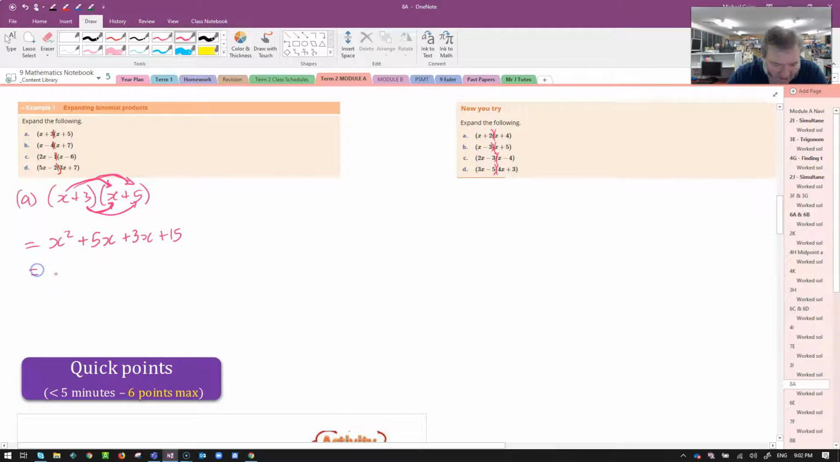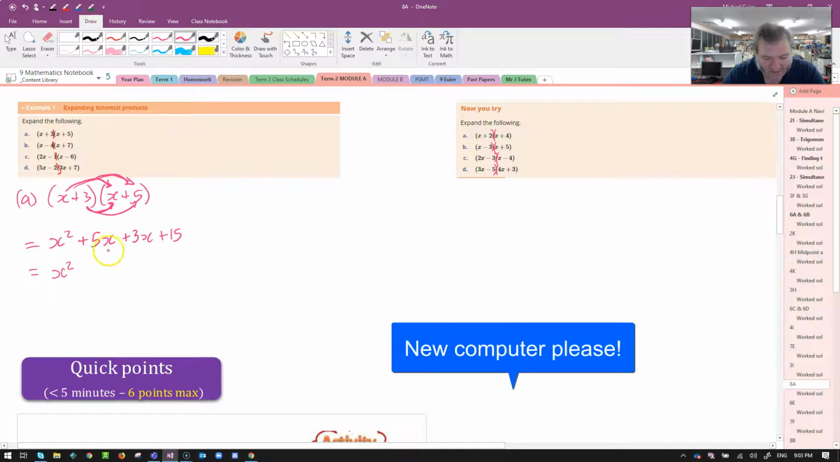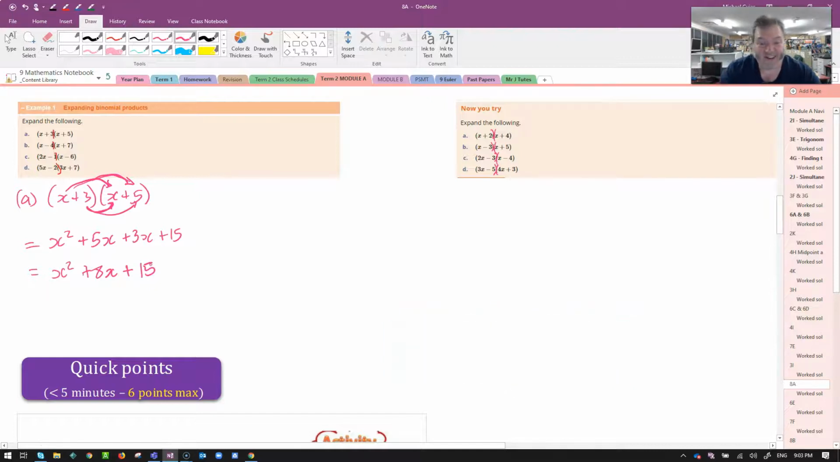To tidy it up, collect your like terms. Like terms have exactly the same pronumeral form, so the x squared doesn't have any other x squareds to go with, so that x squared term's on its own. The x terms, there are 2 of them, 5x plus 3x, 8x all together, and then the constant term, 15. Constant term because it doesn't have a variable with it. Let's have a look at the next one.